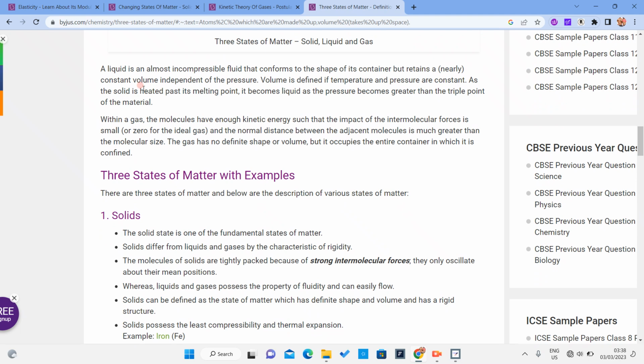Now within the gas, the molecules have more kinetic energy because the force of attraction between them is low. They are very well spaced, and their intermolecular force is very, very small. So their molecules have more energy to actually move around compared to that of solid, whose molecules don't move around, they only vibrate about a point.